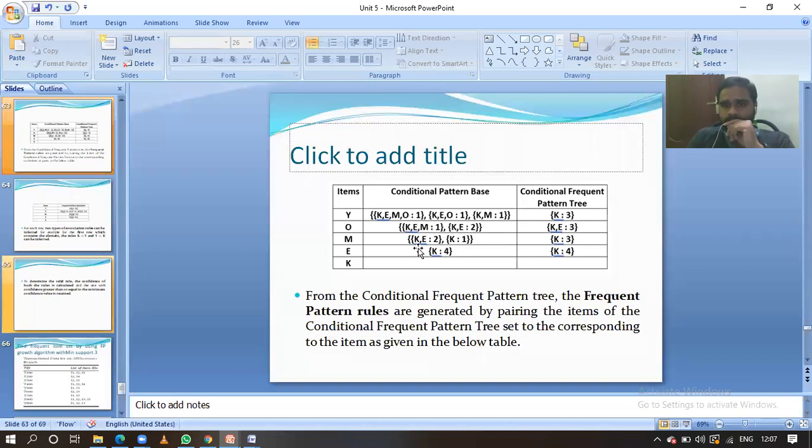Likewise, how many times is K repeated? 3 times, and E is repeated only 2 times. No need to write it here. Why? Because it's less than the minimum support. Okay, next one, K 4 times. You can write it down here.